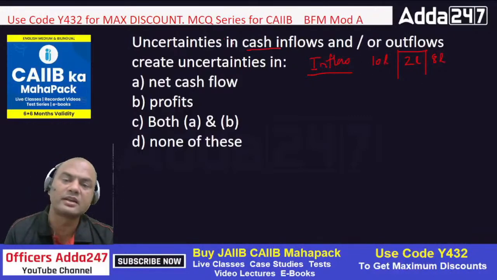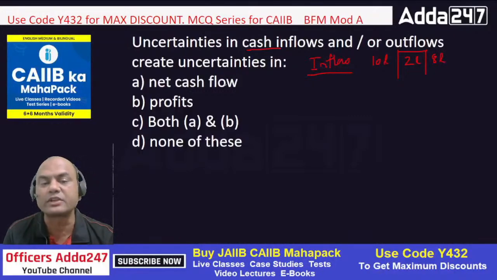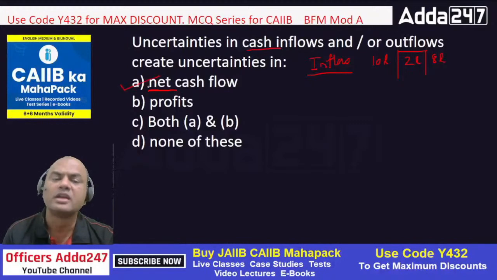So uncertainties in cash inflow or outflow can create uncertainties in, first, net cash flow, second, profits, C is both A and B, and D is none of the above. If there is uncertainty in inflow or outflow, that will definitely affect net cash flow, because net cash flow is whatever cash is coming in minus whatever expenses are going out. So A can be the answer. Definitely that will affect B, right? Because of profit. So the real answer is C.